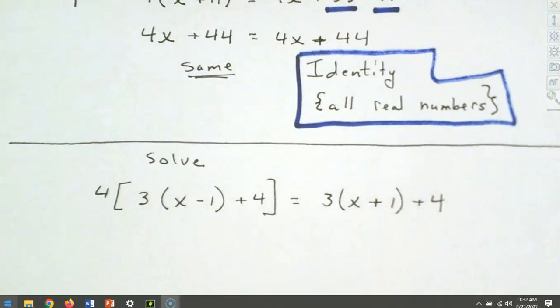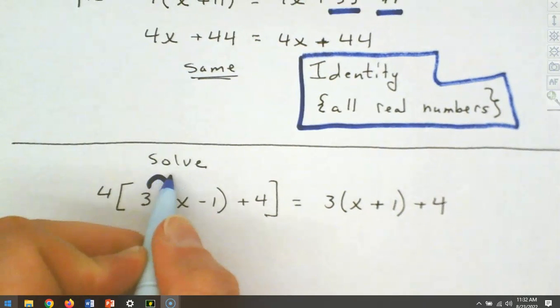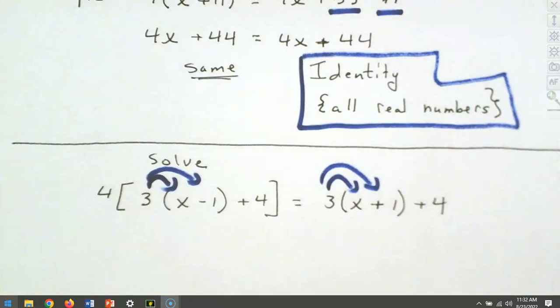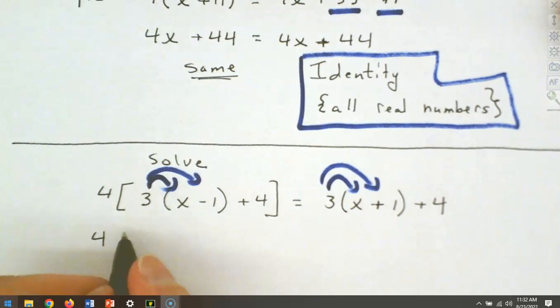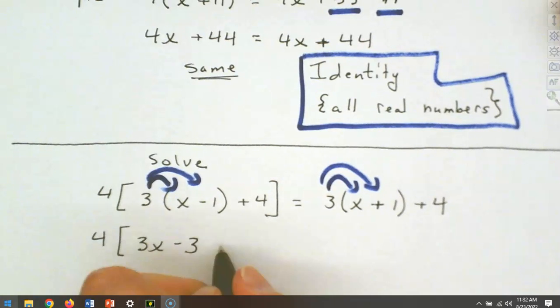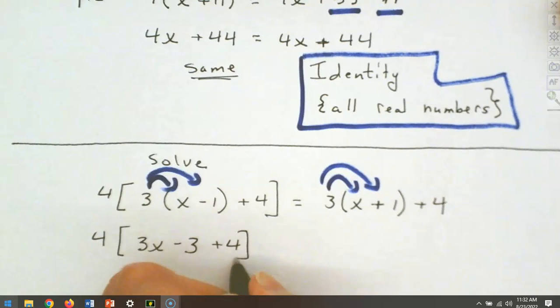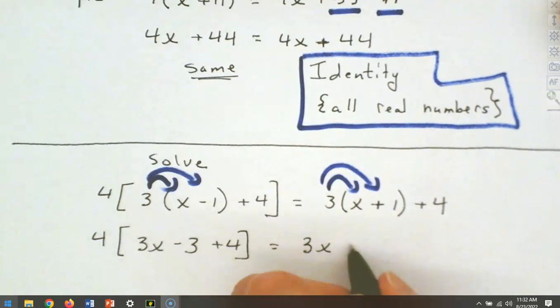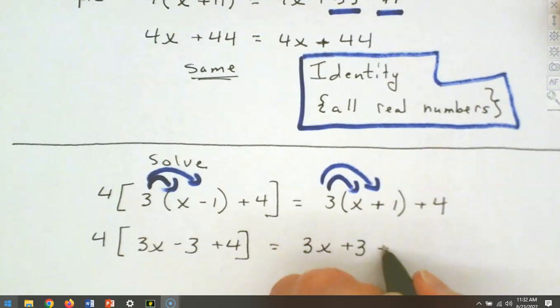So we're going to go ahead and solve this. And we're going to do our parentheses first. So we're going to distribute the 3 through here and the 3 over here. So we'll bring down that 4. And then what we have left over is we have a 3x minus 3 plus 4 inside of the square bracket. On the right-hand side, we're going to distribute the 3 through. So we get 3x plus 3, and then a plus 4.